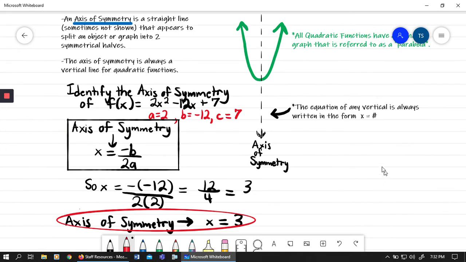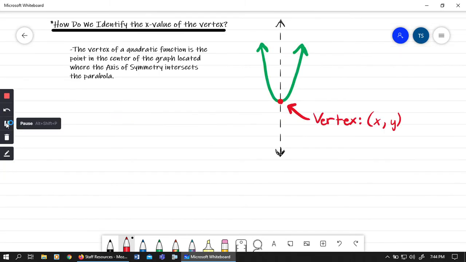So, guys, next we are going to look at how we can identify the x value of the vertex. And for those who may not know what the vertex is in a quadratic function, we'll talk about what we mean by vertex. The vertex of a quadratic function is the point in the center of a graph that's located where the axis of symmetry intersects the parabola.